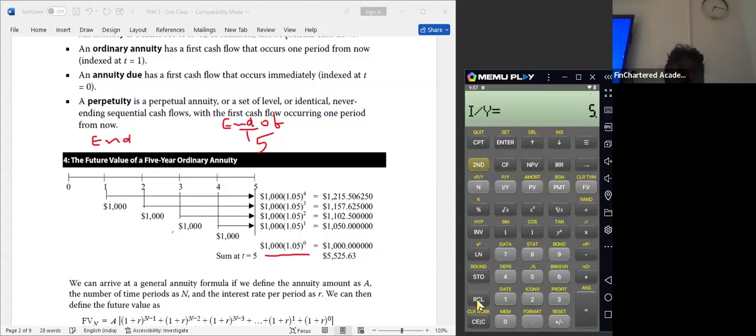I'm using the recall function to see what I have input into the various keys. Recall N is 5 years. Recall I/Y is 5%. Recall PV is 0. Recall PMT is 1,000. 1,000 rupees is what I am investing every year. Now I compute FV. I should be getting this answer. Please try it by yourself and tell me.